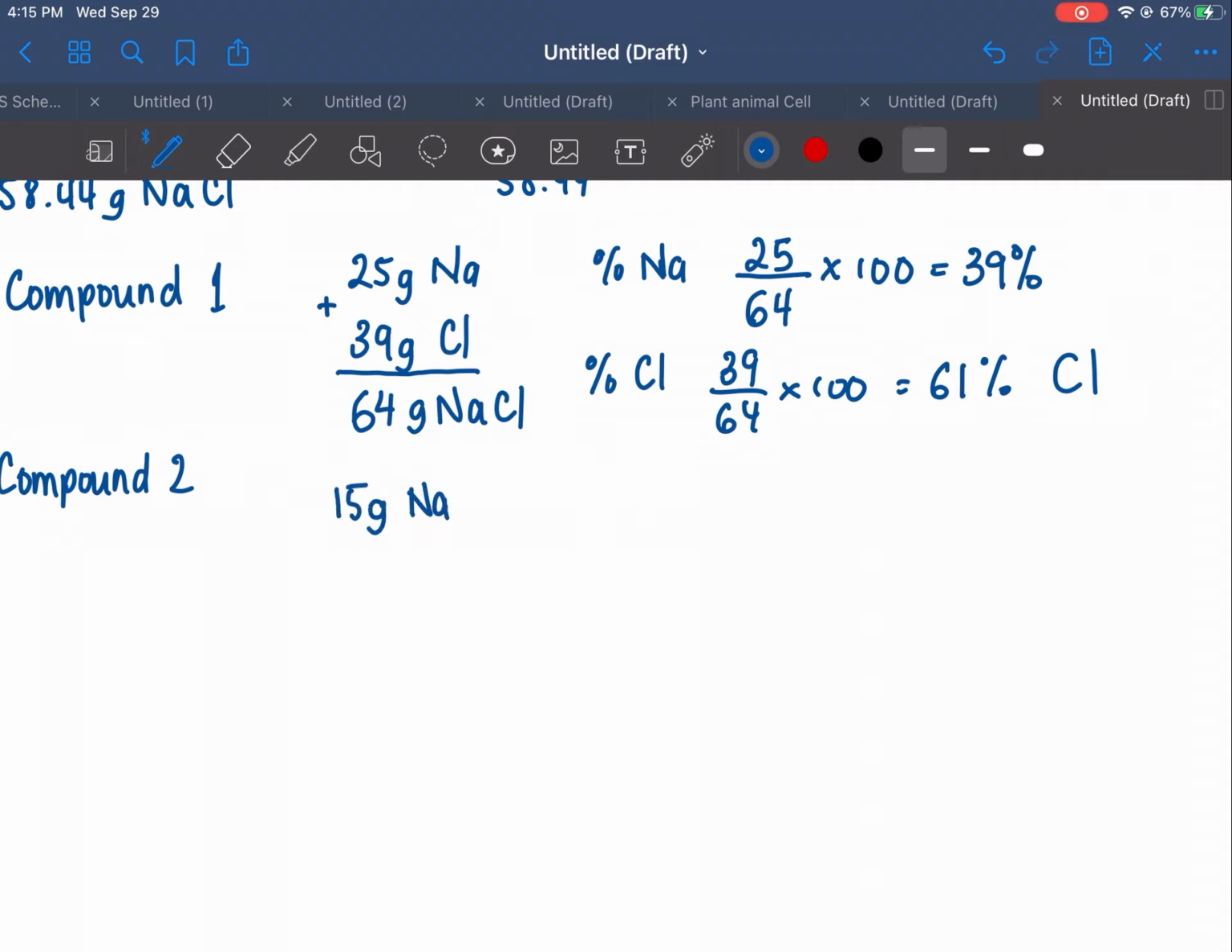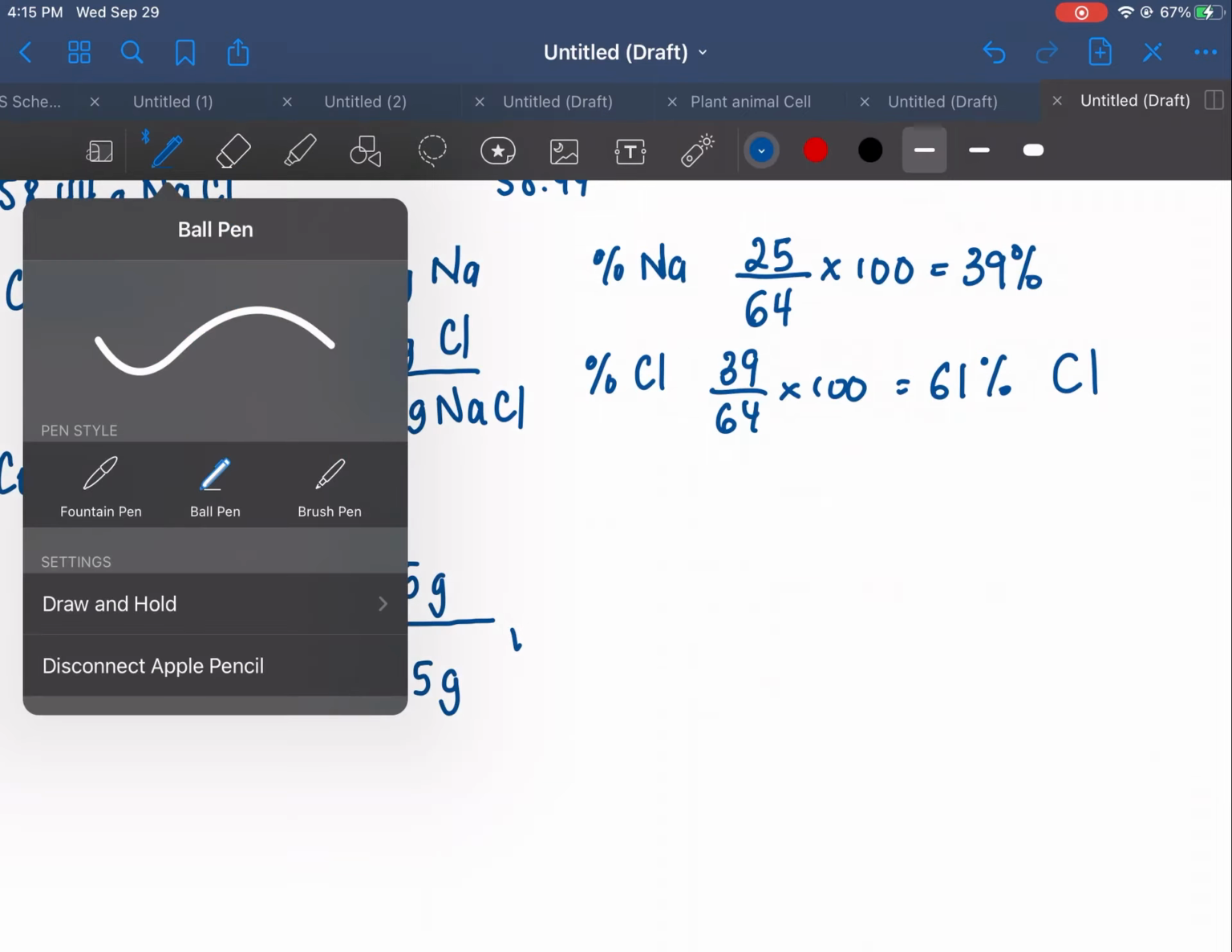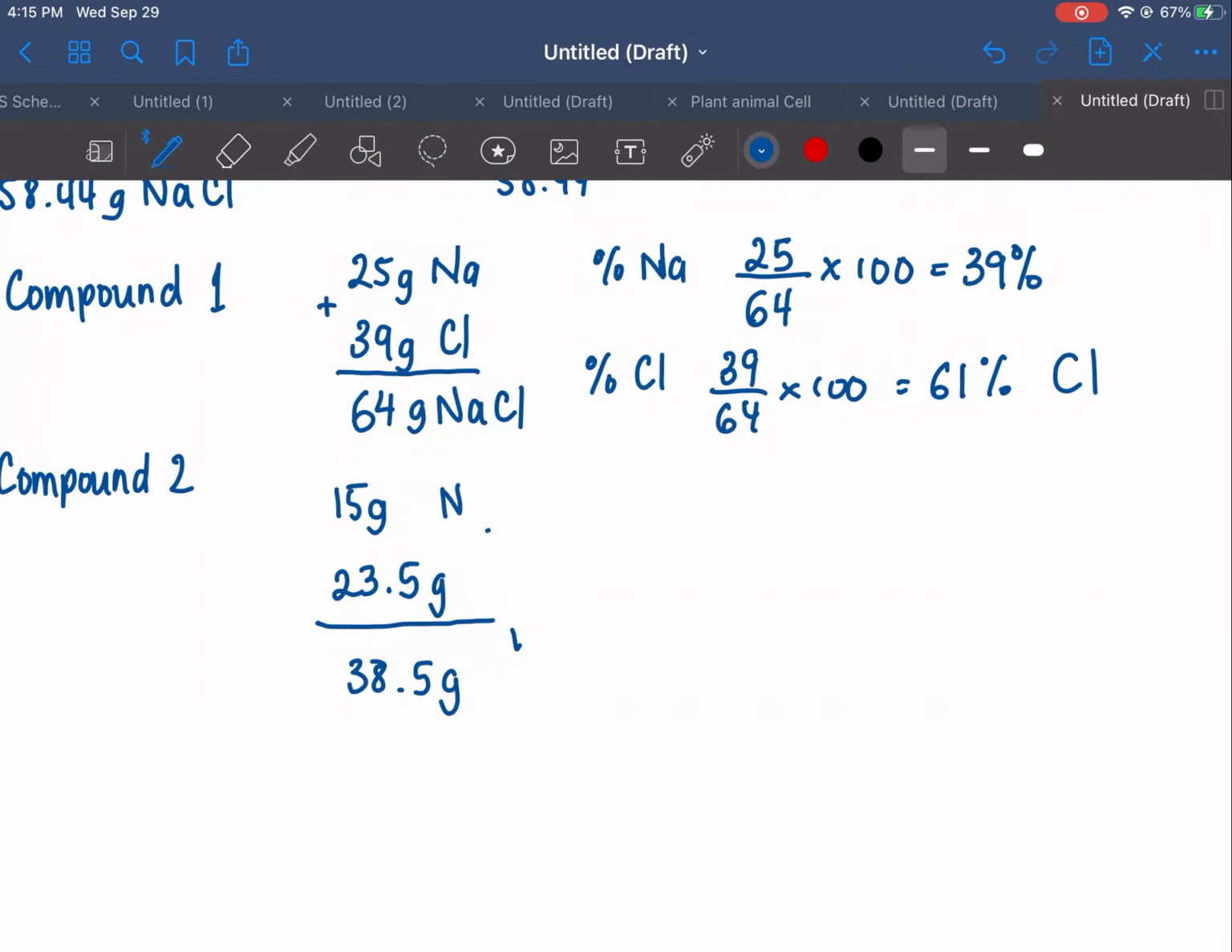So let's write the given. I got 15 grams of sodium and 23.5 grams of chlorine. Let's find the molar mass. That's going to be 38 grams of salt. Now, once you find the mass of your substance, let's move on and look at the percentage of sodium and chlorine in this particular substance. All right. So percentage of Na.